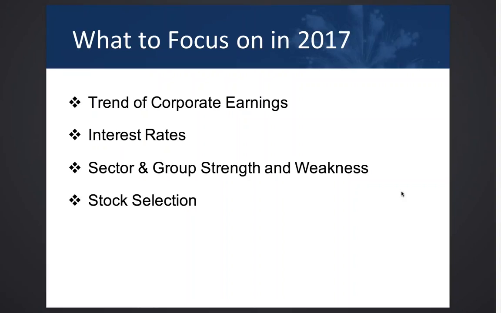First and foremost, the trend of corporate earnings. They're going up, and I'm going to show you a chart in a minute that you're going to really appreciate. Interest rates are really critical. They've been moving up, and the Fed told us just yesterday, Janet Yellen testifying before Congress, they're going to keep going up, but gradually. You want to focus on sector and group strength and weakness, because if you can find the best sectors, you'll be able, with the approaches that we're going to show you, to find the best stocks in those sectors. And so stock selection is going to be very important in 2017, and there's a good reason for that.